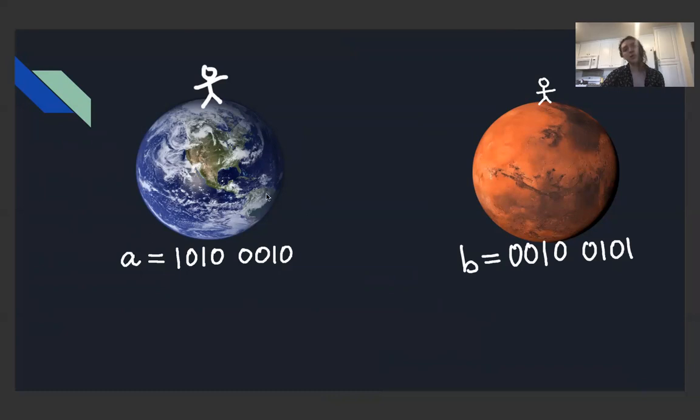So let's say Alice has some binary string and Bob has some other binary string. Wait, are those strings the reverse of each other? That's hilarious. I did not plan that. No, not quite. Not quite.